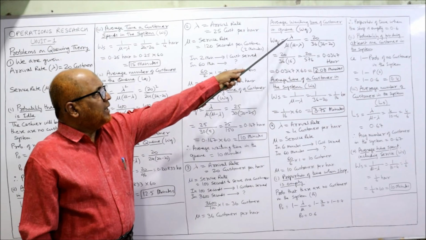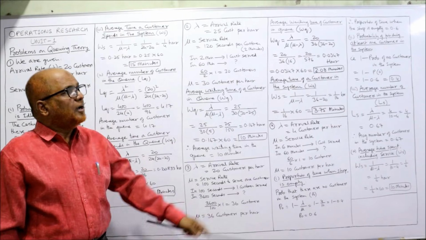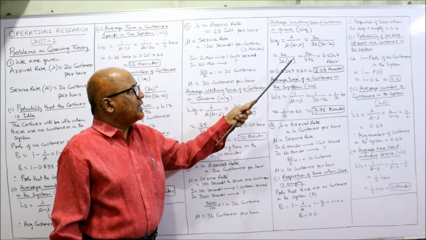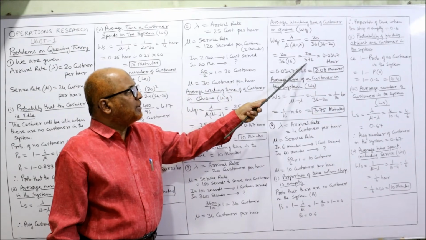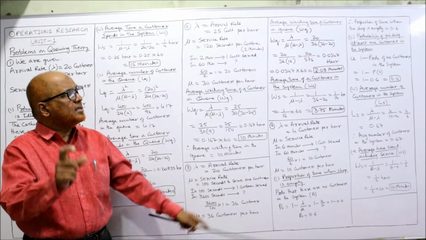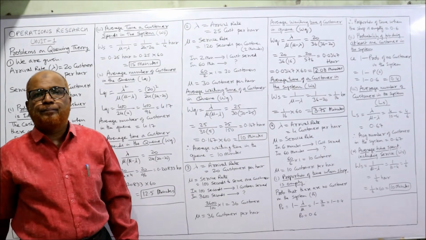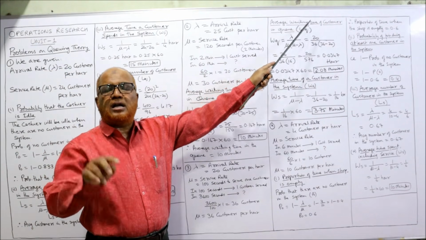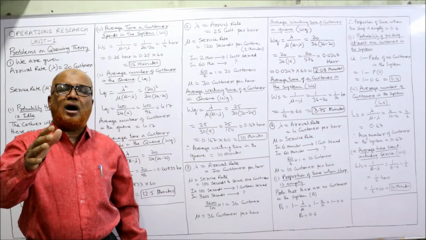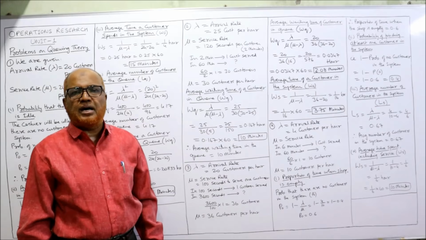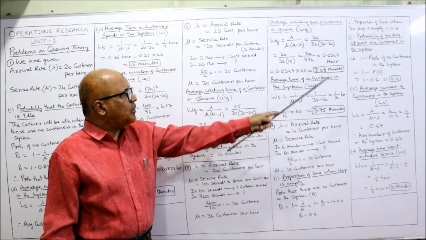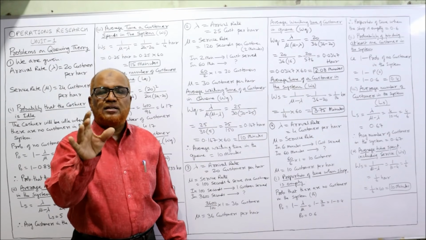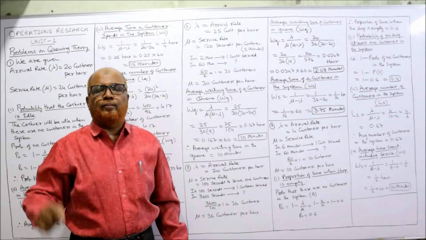The formula WQ is lambda divided by mu into mu minus lambda. 20 divided by 36 into 36 minus 20. 36 minus 20 is 16. So you will get 20 divided by 576. It comes to 0.0347 hour. By applying the values in the formula, we are getting the time in hours. Now, if you want to convert from hour to minutes, multiply by 60. So into 60, 2.08 minutes. So 2.08 minutes is the average waiting time of the customer in the queue.